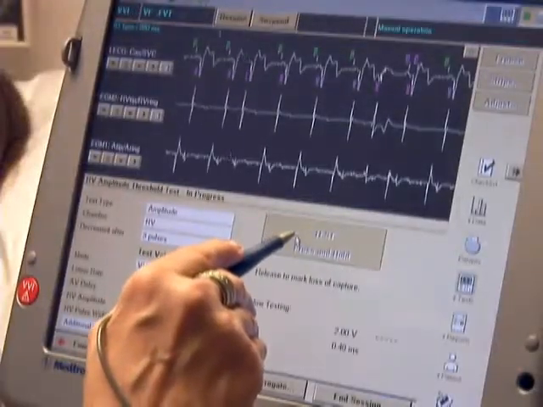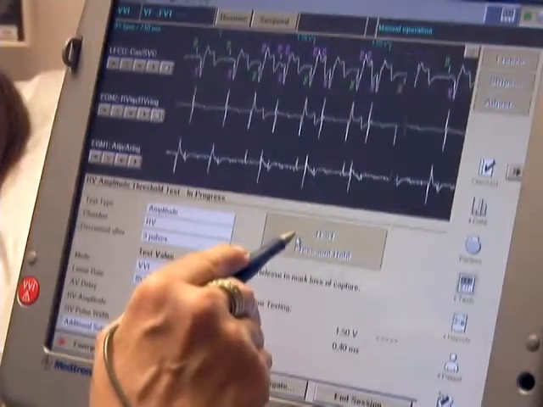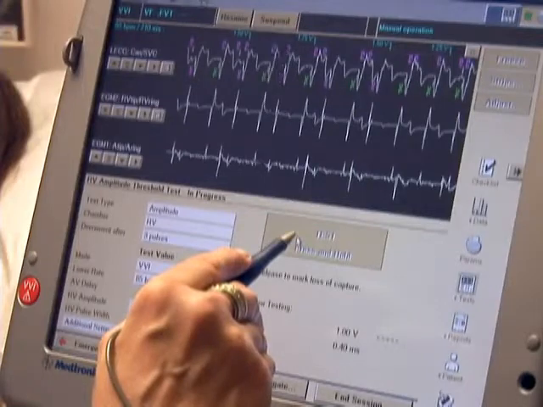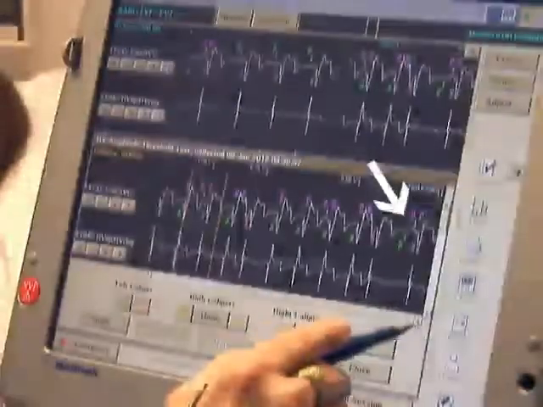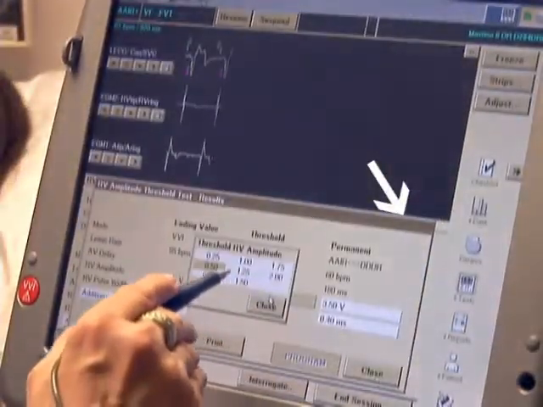The test button is pressed, and the output voltage decreases every 3 beats. Similar to the atrial lead, when there is no longer capture, there is a pacing stimulus but no QRS. The test can be reviewed to be sure the correct threshold has been determined.